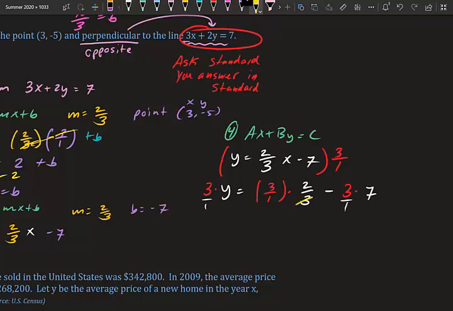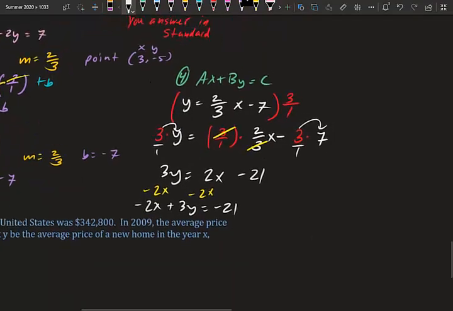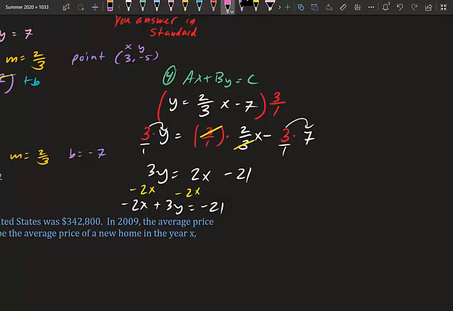So we can cancel out those 3's. And we have 3 times y is 3y equals nothing times 2x. I forgot the x there. So just 2x. Minus 7, or 3 times 7, which is negative 21. We're going to subtract 2x over. And when we do, we have negative 2x plus 3y equals negative 21. But remember, we can't have the negative in front. So to get rid of it, we multiply everything by negative 1. And we get 2x minus 3y equals 21.